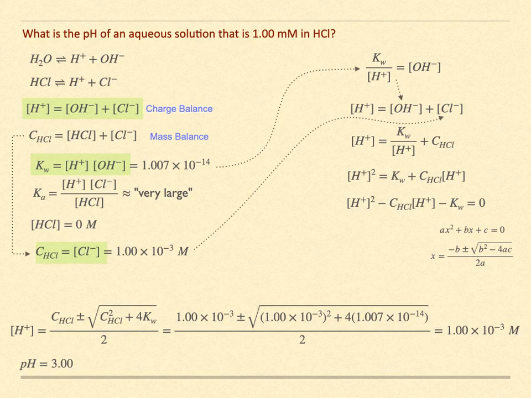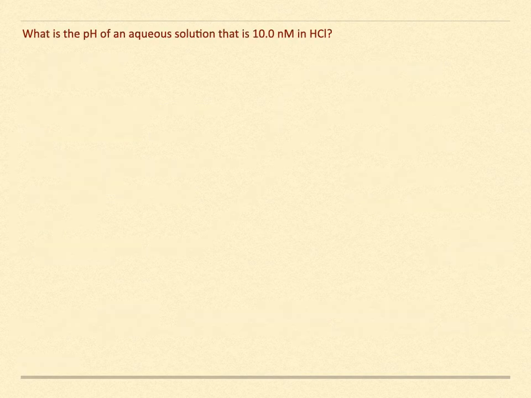Here's another one. What is the pH of an aqueous solution that is 10 nanomolar in HCl? So the same question, just with a smaller acid concentration. You might recognize this as a common trick question. Given the last result, you might be tempted to conclude that since HCl concentration is 1 times 10 to the minus 8 molar, then this would be the H plus concentration so that the pH is 8.